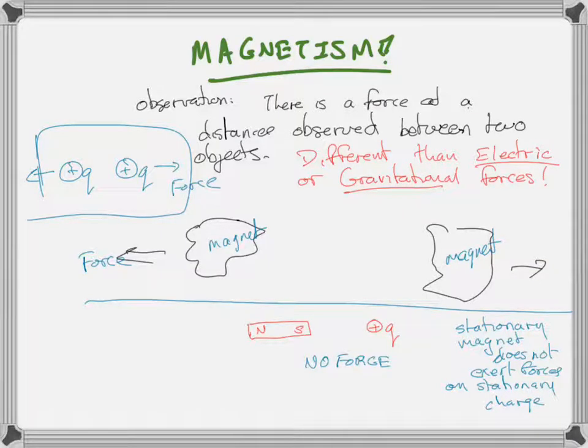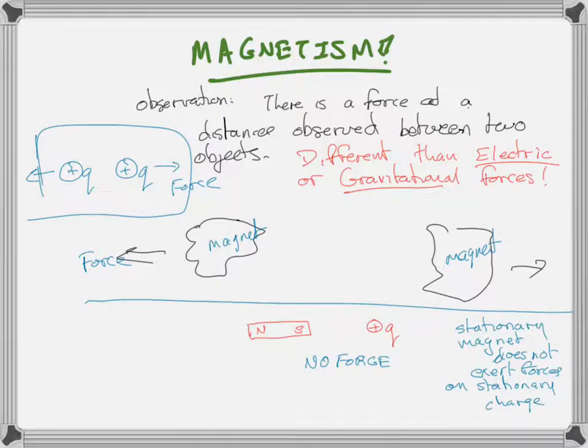Magnetism must be somehow different than electricity. Again, we've already argued why it's different than gravitation. So now we have a third force at a distance, right? We had electric force as a force at a distance, we had gravitational force as a force at a distance, and now we have magnetism. They're the three forces at a distance that we can measure, that we can deal with in the classroom.